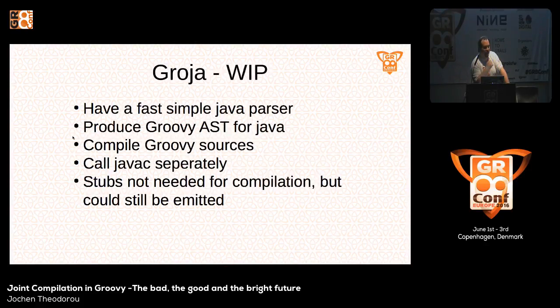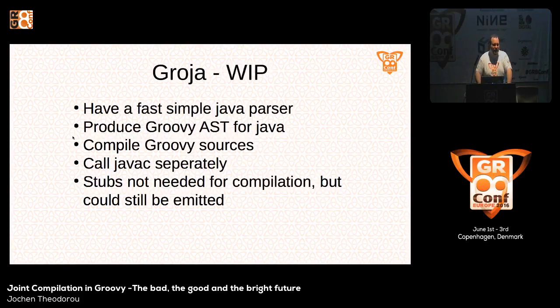Actually, it's not a two-way mapping at all because you have your separate parser. You are not interacting with javac at all. So there's no communication anymore between groovyc and javac. As a consequence, you cannot do transformations on Groovy files.